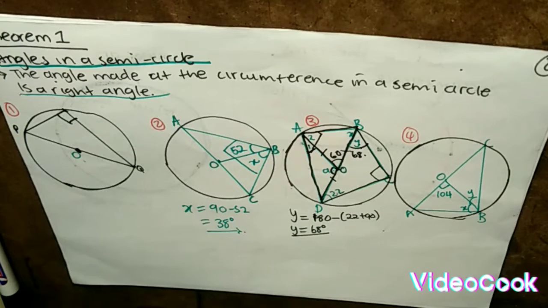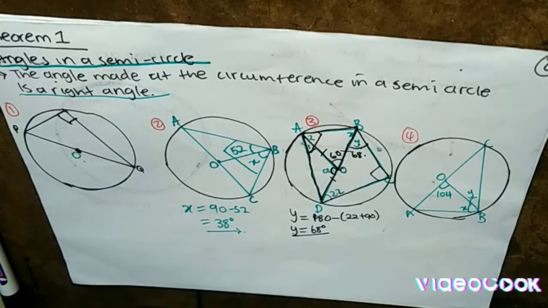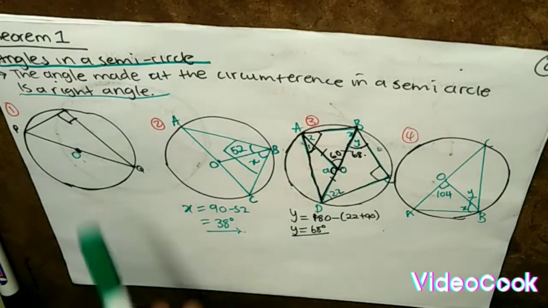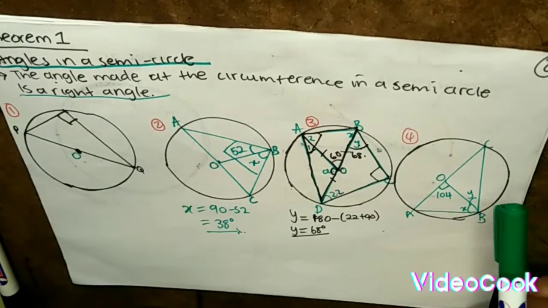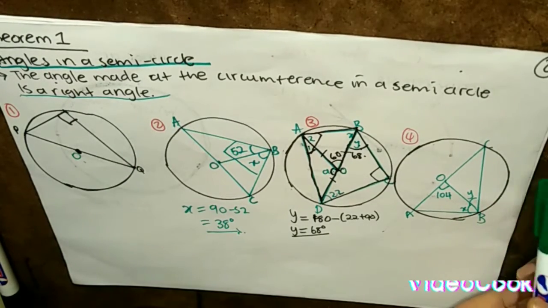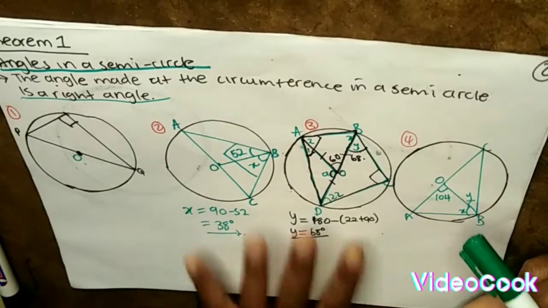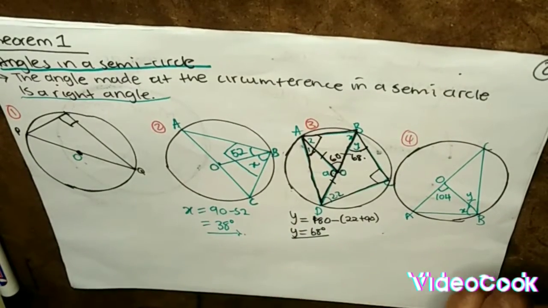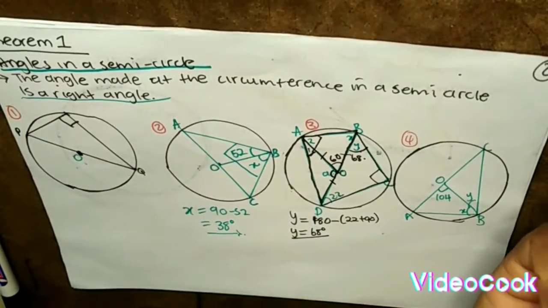Today we are looking at angles in a semicircle. That's our theorem number 1. The angle made at the circumference, when it is in a semicircle, is a 90-degree angle. It will give us a right angle triangle.